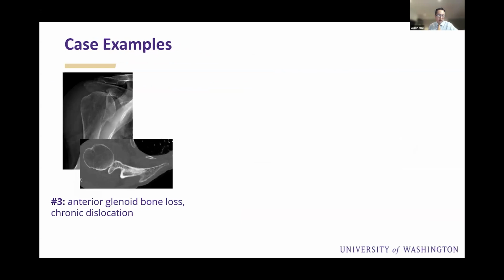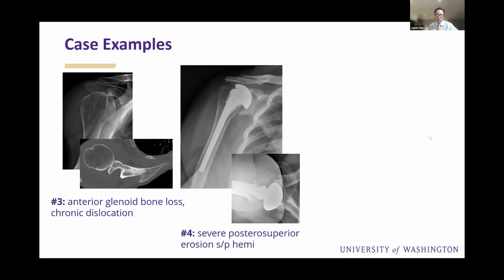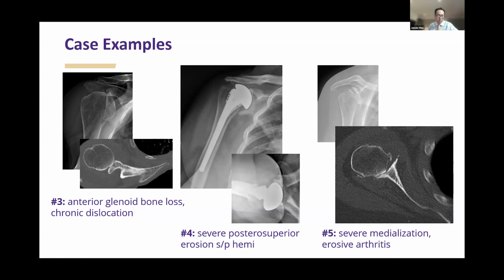The third one is cuff intact, with anterior glenoid bone loss and a chronic dislocation. Then we have a severe posterosuperior erosion after a hemiarthroplasty. And then we have erosive arthritis with severe medialization. These are three of my cases. I addressed them all with a standard base plate, with or without bone grafting. I'll go through my thought process on this.